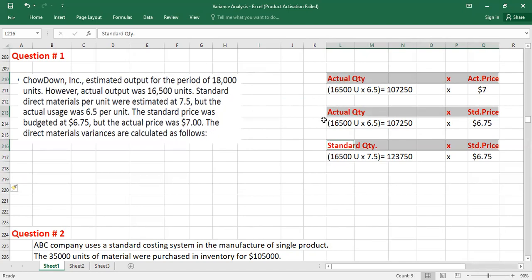Then second line, we have actual quantity times standard price, and actual quantity will be the same, 107,250. We will multiply with the standard price, and you can see the standard price is given here as $6.75. So you will write it here.